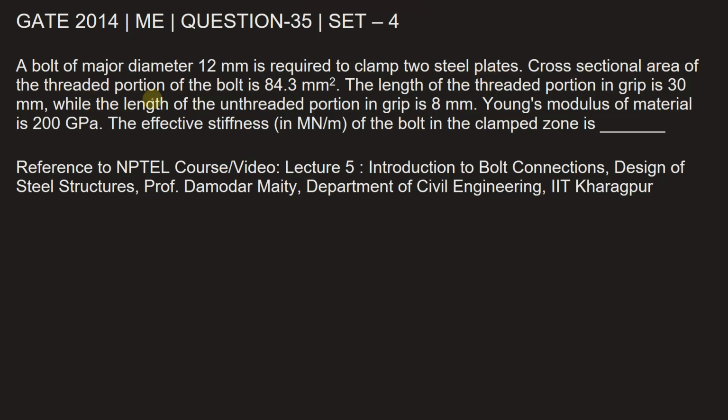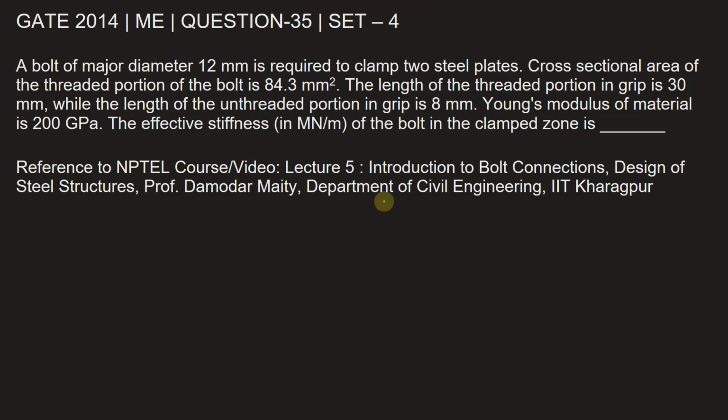Cross-sectional area of the threaded portion of the bolt is 84.3 mm². The length of the threaded portion in grip is 30 mm, while the length of the unthreaded portion in grip is 8 mm. Young's modulus of the material is 200 gigapascal. The effective stiffness in meganewton per meter of the bolt in the clamped zone is dash.